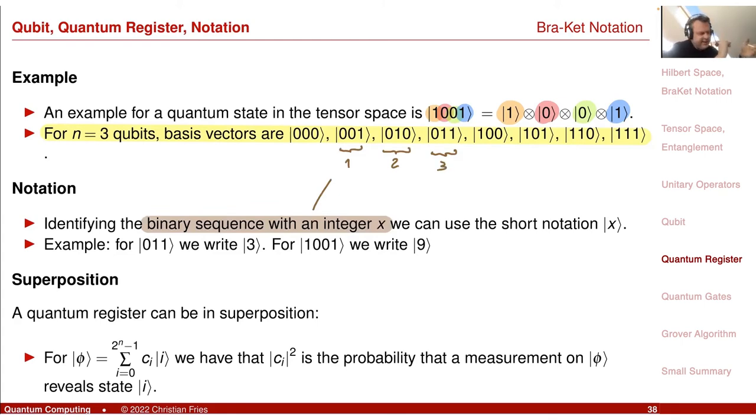So you can identify these integer sequences that are just a short notation for which basis vectors are combined to form the basis vector of the tensor space. You can identify them with an integer number. So this is my integer number x. And then I can use the even shorter notation, the strange even shorter notation, ket x. So this means, for example, I just write ket 3 for ket 0, 1, 1. And I just write ket 9 for the space where I have a 4× tensor product with the basis vectors 1, 0, 0, 1 combined to a tensor product.